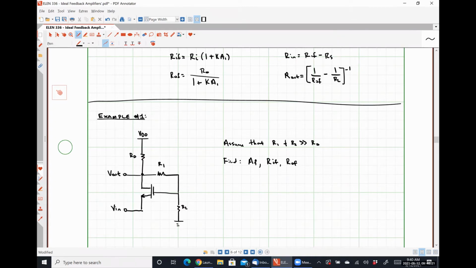So we have negative feedback in place. Under the assumption that R1 and R2 are much greater than RD, effectively what this means is that we do not believe our feedback network is loading the input or the output network of our open loop amplifier. So we treat this as an open loop circuit with no feedback, and we can get our different parameters from there.